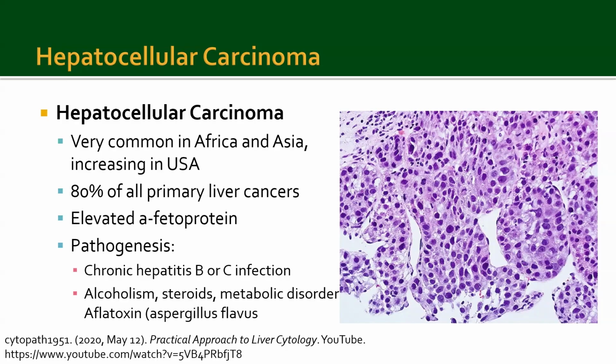If a patient has blood work taken, an elevated alpha-fetoprotein is very common. And then for the pathogenesis, a chronic hepatitis B or C infection is associated with this, as well as alcoholism, steroids, various metabolic disorders, and aflatoxin, which is caused by Aspergillus flavus.